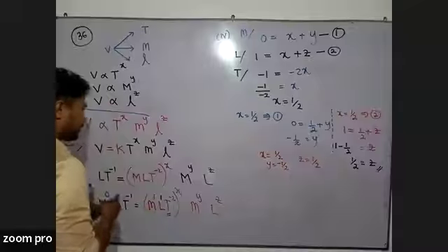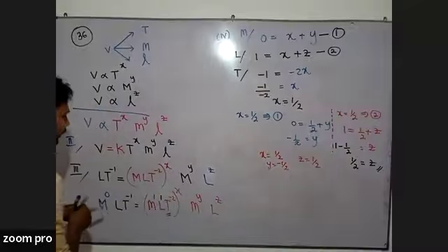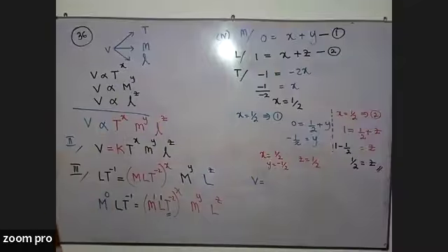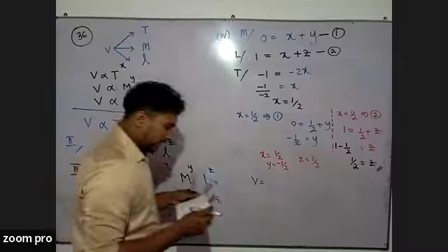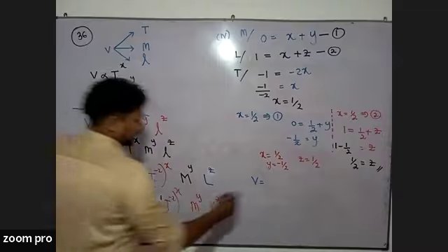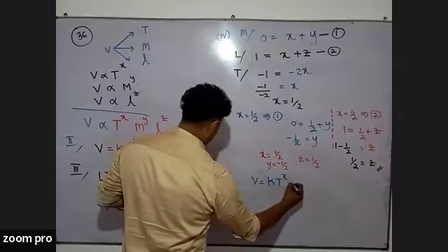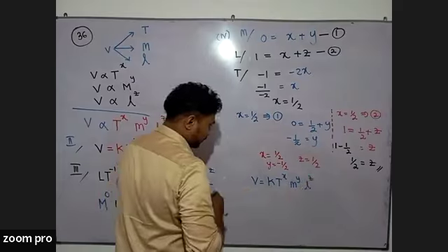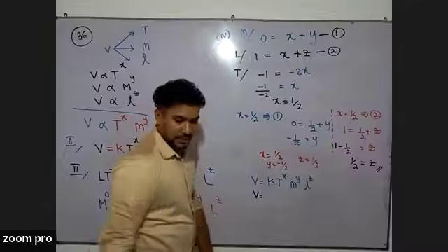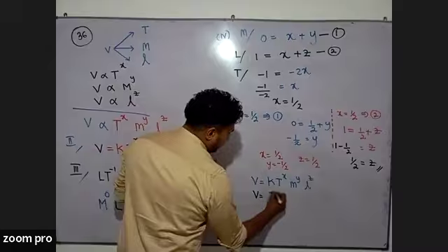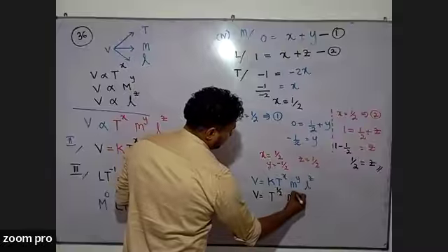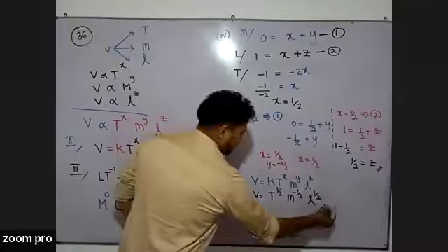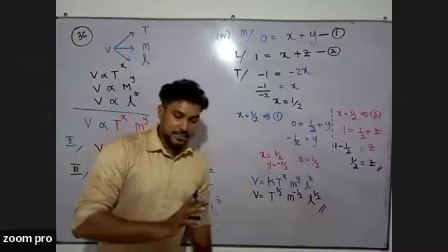So let's substitute these values into the equation obtained in the second step, right? Here they have mentioned that the value of k is equal to 1, so this is the obtained expression now. When you substitute the values, you can neglect k because k equals 1: t to the half, m to the minus half, L to the plus half, right? So this is the obtained answer. If you obtain this answer, that is the correct one.